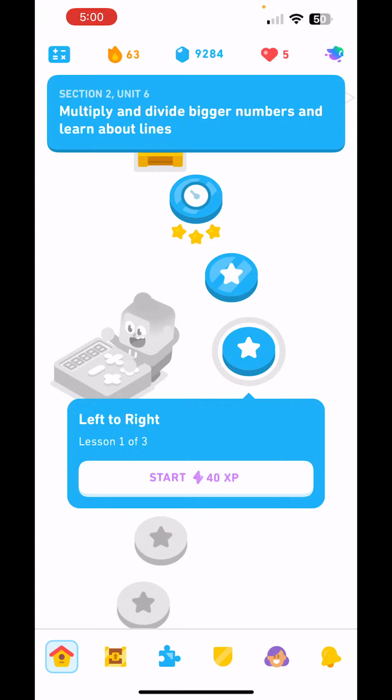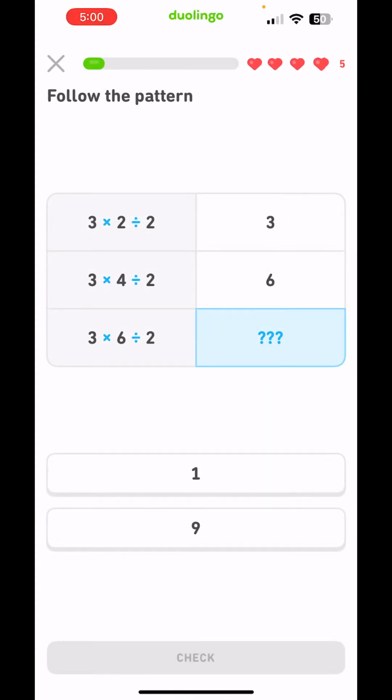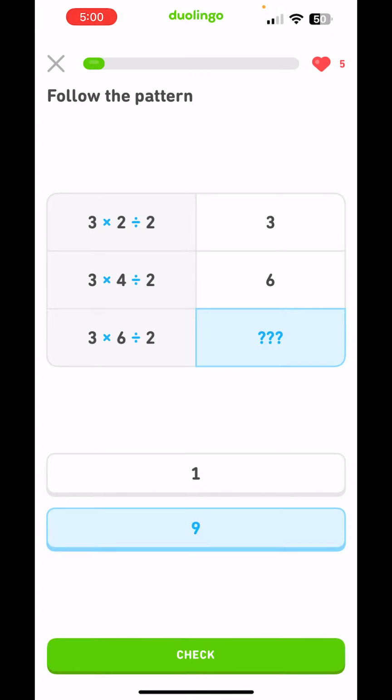So yeah. Okay, so left to right. I'm not sure what that means. Let's click on it and see what we're talking about. Oh, left to right as in, okay. So 3 times 2 is 6. 6 divided by 2 is 3. 4 times 3 is 12. 12 divided by... Okay, got it. So 6 times 3 is 18. 18 divided by 2 is 9. I believe the answer is 9. And it's also going in a pattern here. 3, 6, 9.